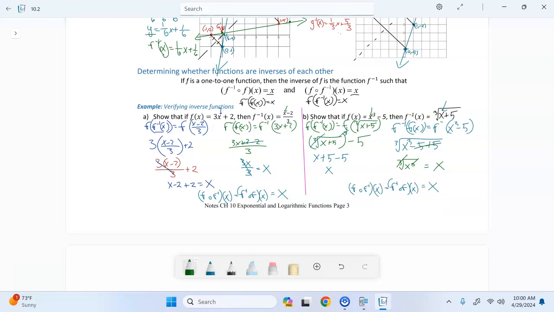When you're doing your composition to verify inverse, if the first one that you do does not give you x, you don't have to continue. You already know they are not inverses of each other. But when you do the first one, if it works, you still have to check the other one. There are some cases where one composition will simplify to x, but the other one will not simplify to x. So you need to verify both.